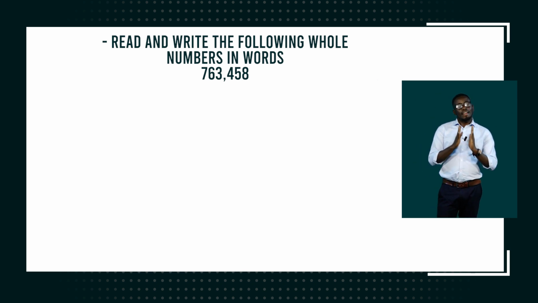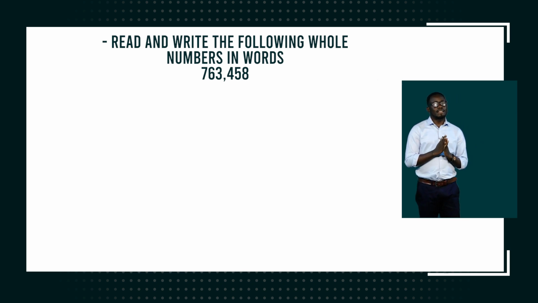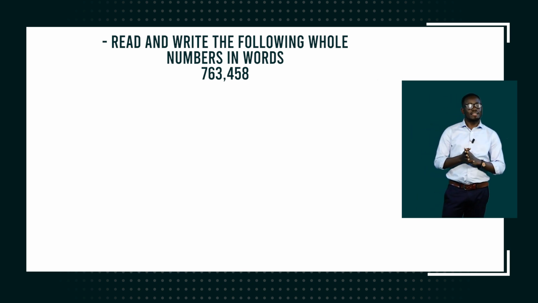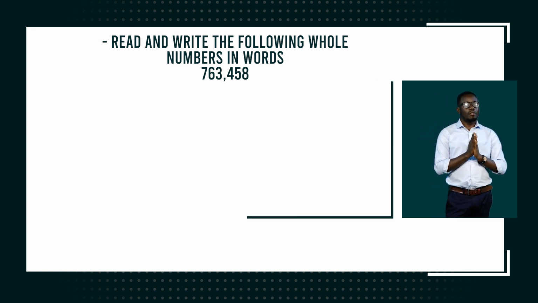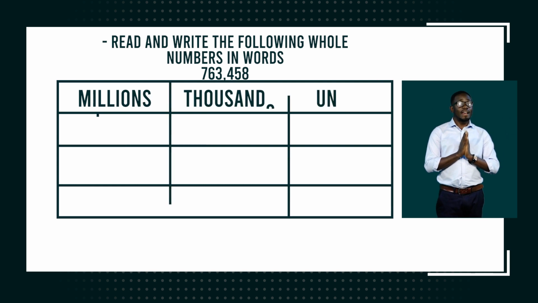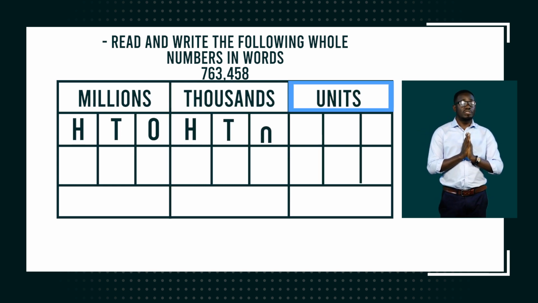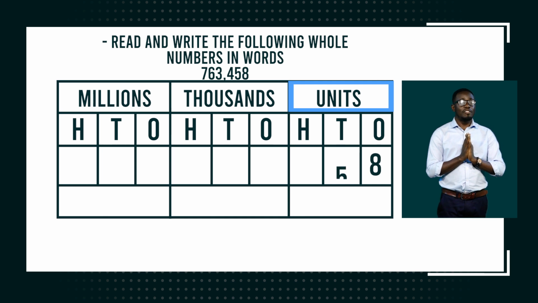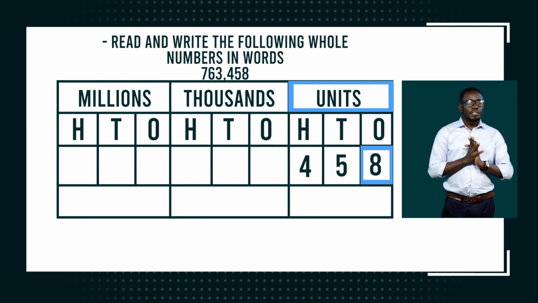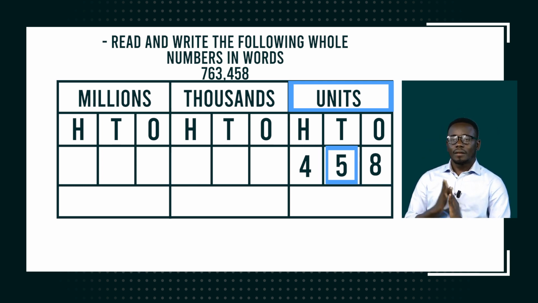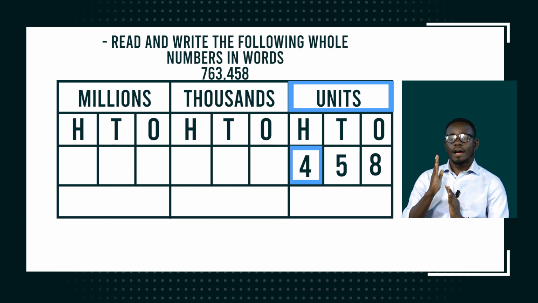So there we have to first see the first 3 digits from the right side. Those first 3 digits lie under units. That means under ones we fill 8, under tens we fill 5, and then under hundreds we fill 4. That is the units period.